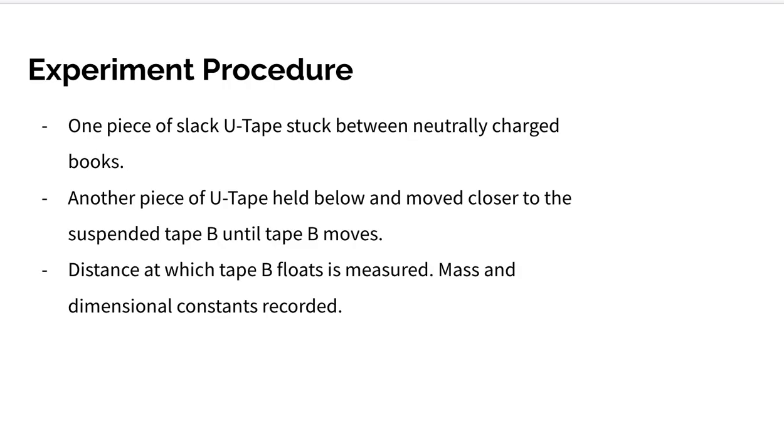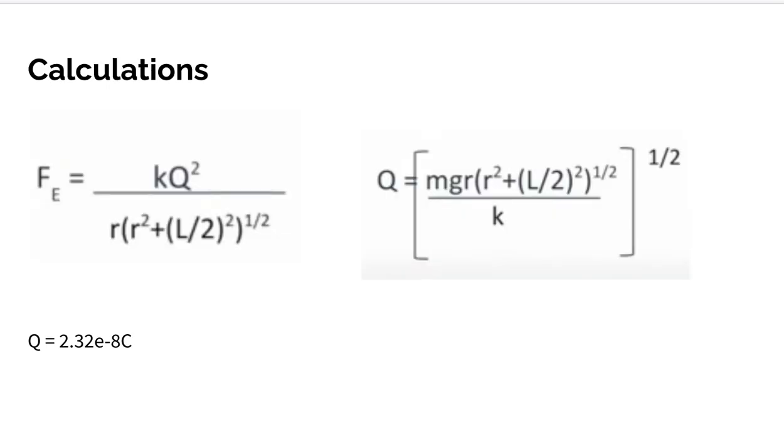The procedure of this experiment used a lot of the same processes as Lab 1, and it involved one piece of slack U-tape stuck between two neutrally charged books. Another piece of U-tape was held below and moved closer to the suspended tape B, until tape B began to move, or float. The distance between the two pieces of tape was measured, and mass and the dimensional constants were recorded as well.